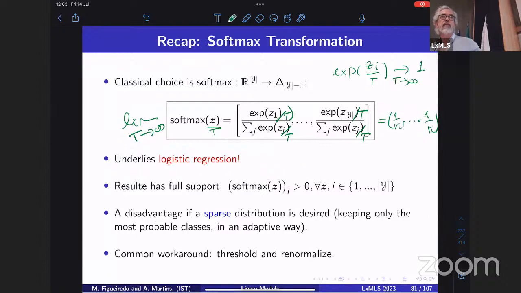So what happens if t goes to zero? It's more difficult. Any idea? If t goes to zero, they all grow, because it's exponential of z divided by t. T is going to zero, so z over t is going to infinity. But which one is going faster? The largest one. And it's always normalized. You get argmax back. Exactly.